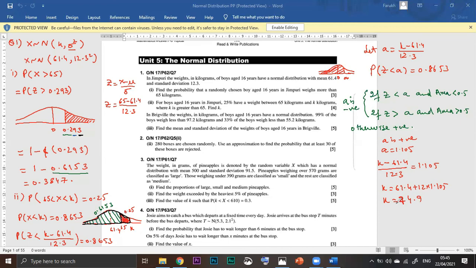Is there any question you want to ask about these two parts? No, sir. Important point.